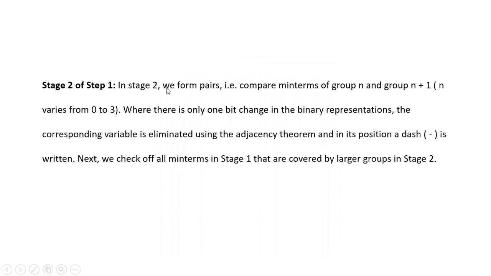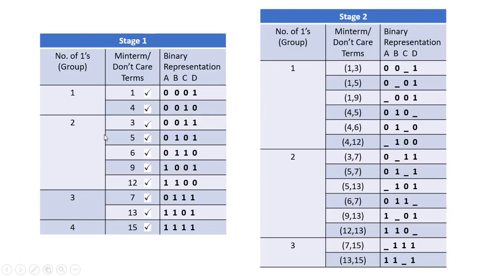Now coming to stage 2. In stage 2 we form pairs. That means we compare minterms of group n with group n plus 1, and here n varies from 0 to 3. So wherever there is a 1-bit change in binary representation, the corresponding bit is eliminated using the adjacency theorem, and in its position a dash is written. After that we check off all the minterms of stage 1 that are covered by larger groups in stage 2. So we have formed stage 1. Now we will form stage 2. So what we will do, we will compare this.